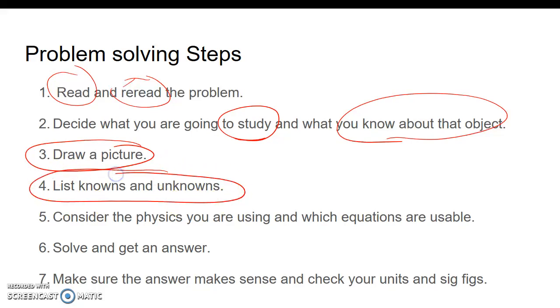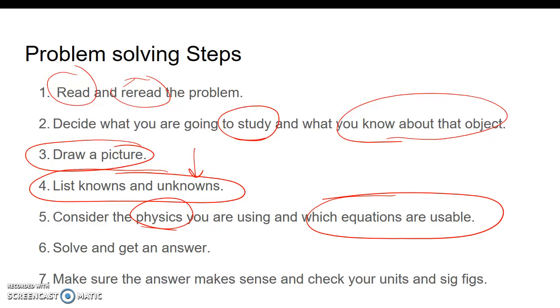List your knowns and unknowns. With kinematics, it's pretty easy. You just start to list down all the velocities and distances and accelerations and times and all of that. At some point, though, you'll figure out what you're missing. Then consider the physics you're using. In this case, we're using kinematics, but as we move on, we're going to have energy, we're going to have momentum, we're going to have all these different things coming in. And then we look at the equations that we can use.